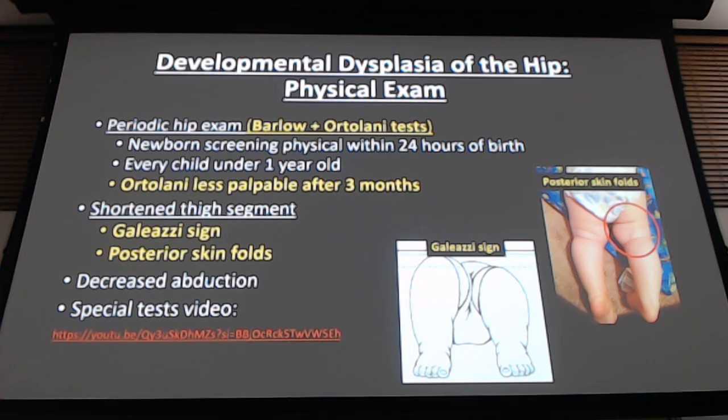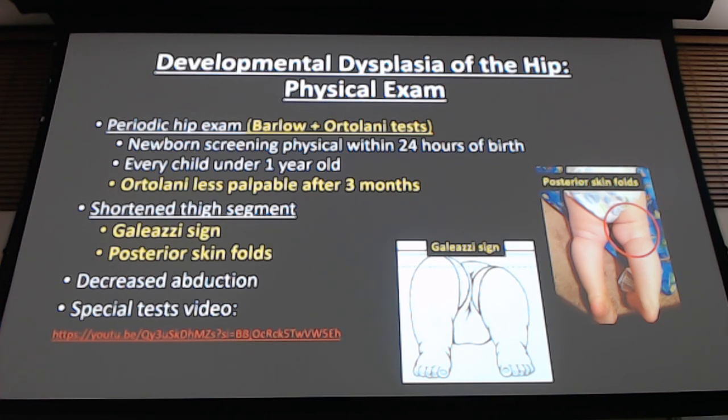If the head of the femur is not in the acetabulum, can you have a leg-length discrepancy? Yes. That's what we're talking about. So a shortened thigh segment. The Galeazzi sign is this picture here. The infant, you're looking at it from the foot of the bed, and you're looking for equal height of the knees themselves. If one appears to be lower than the other, then that's a positive Galeazzi sign, and that's an indication that there's a shortened thigh segment.